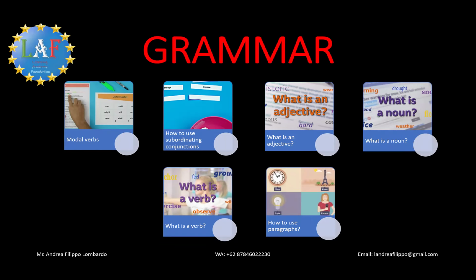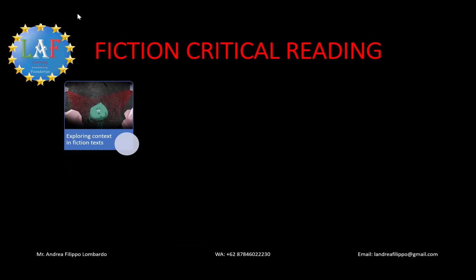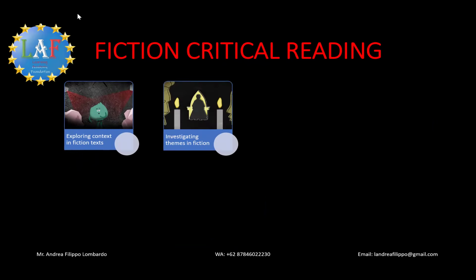The next section will be about fiction critical reading, where the students will learn about how historical, social, and political contexts and life experiences can influence writers and be reflected in their writing, and what a theme is, how to identify themes in a text, and the important differences between themes and motifs.